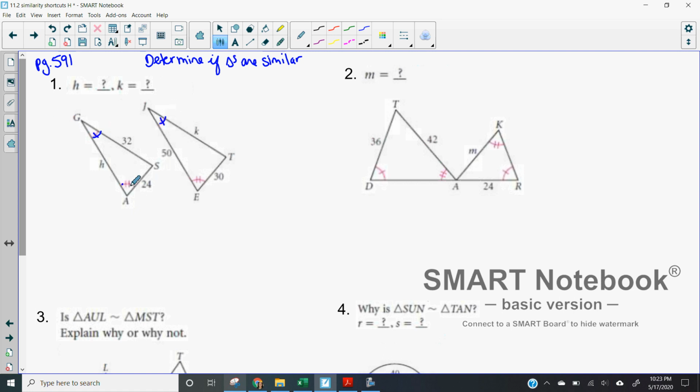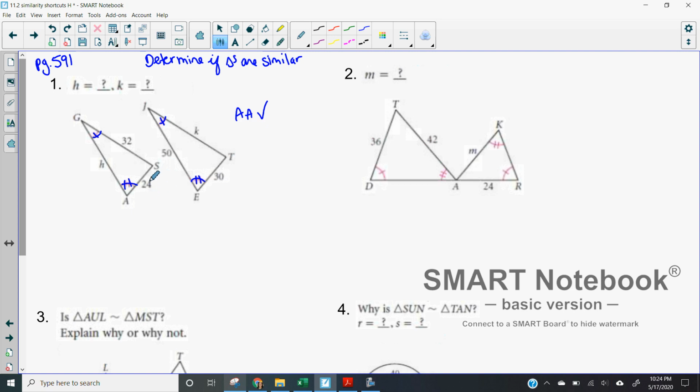Now, number one, this again is the most common shortcut we're going to see, and frankly, I think the easiest one. This is what angle, angle looks like. Two pairs of congruent angles. Done. So we've got angle, angle here. I'm just going to put a check mark, just a note to myself that yes, I checked that they're similar. We're good. Now from here, we can set up our proportion.